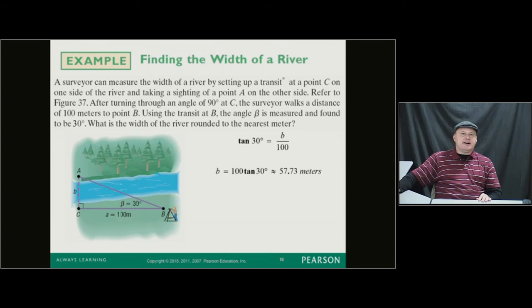And so B is 100 times the tangent of 30 degrees. So it's solving for B. That's what we get. And then it's 57.73 meters. So the width of the river from C to A is 57, just under 58 meters. So you can actually find the width of a river without actually crossing it. Yeah, but of course you'll need a transit to do it.